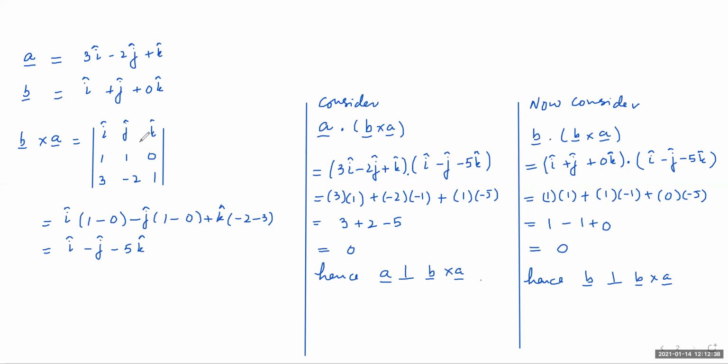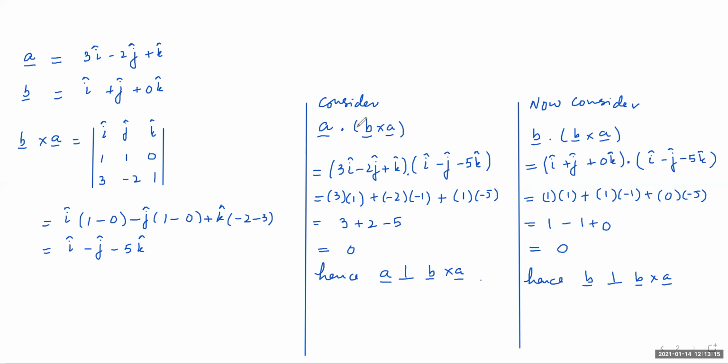And now expand this determinant by the first row. With i, you will get 1 minus 0. With minus j, we will get 1 into 0, that is minus 0, minus 3 into 0, that is 0. With unit vector k, you will have minus 2 minus 3. So here it is, i into 1 minus 0, minus j into 1 minus 0, plus k into minus 2 minus 3. Result becomes i minus j minus 5k. So this is B cross A.